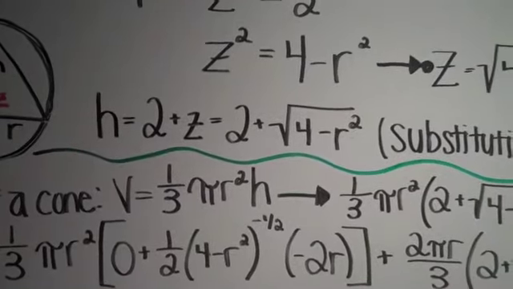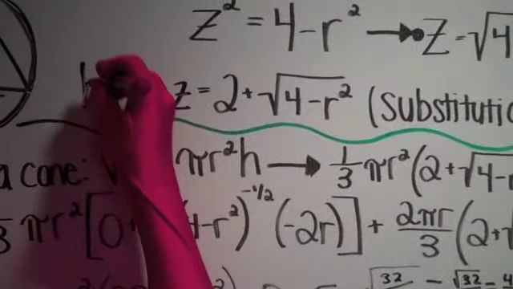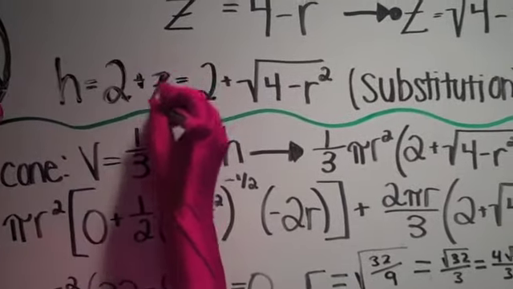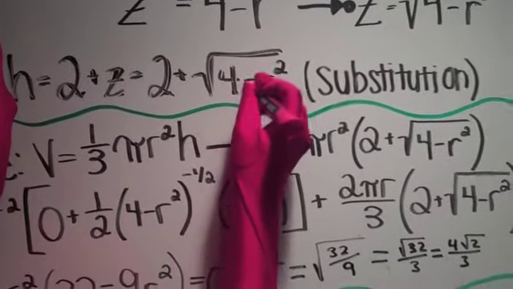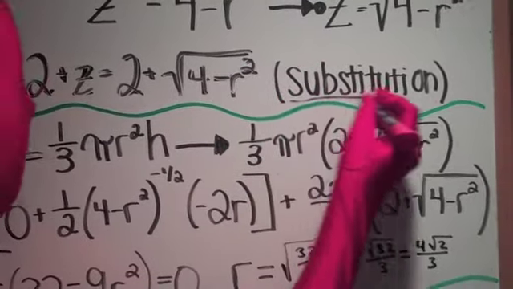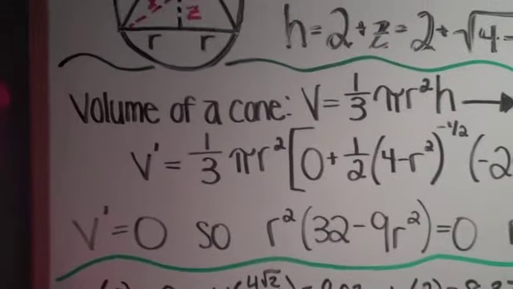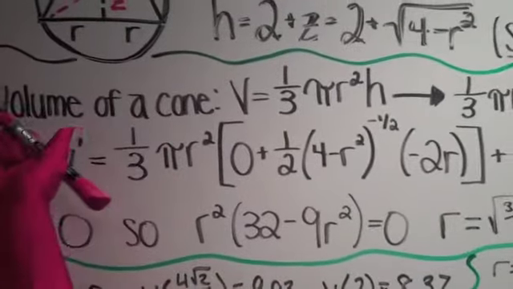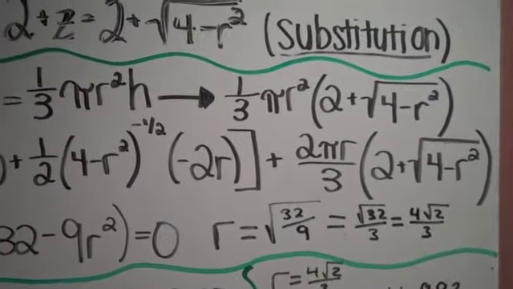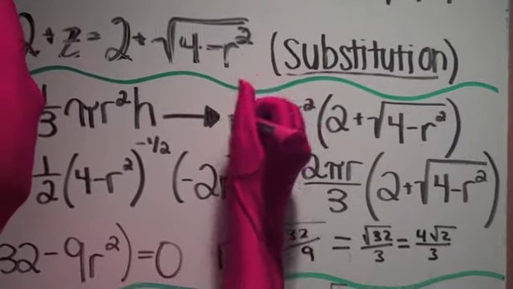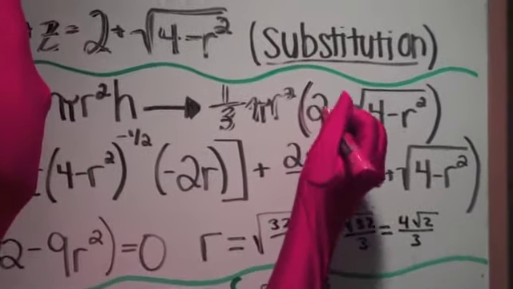Thus, the height of the inscribed cone is h equals 2 plus z, or 2 plus radical 4 minus r squared, by substitution. The next step is to plug the height equation into the equation of the volume of a cone. Doing so will yield the equation 1/3 pi r squared times the quantity of 2 plus radical 4 minus r squared.